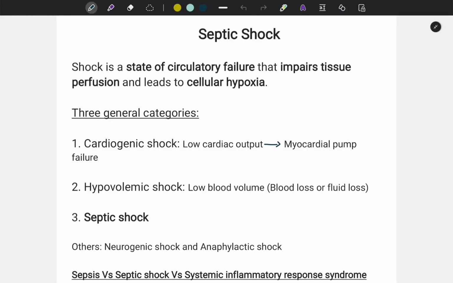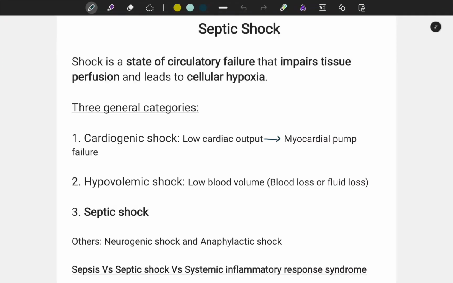Today I'm going to talk about septic shock. So let's get started. Shock is a life-threatening state in which body is unable to supply enough blood to the tissue, and that leads to inadequate oxygen to the cellular level.